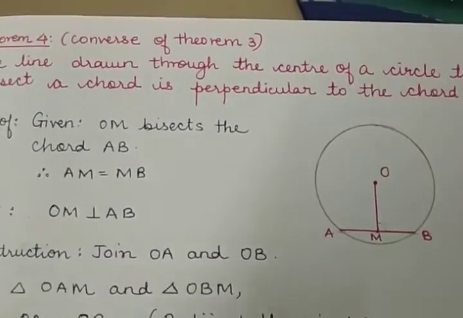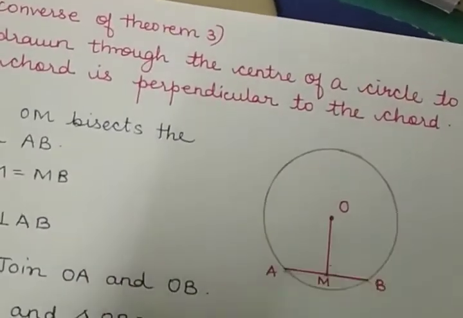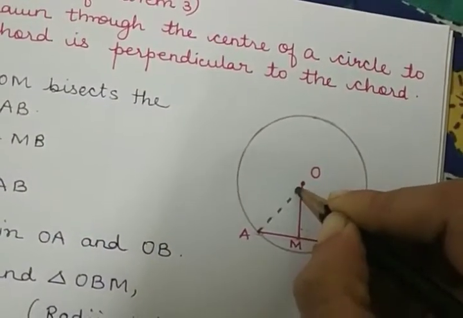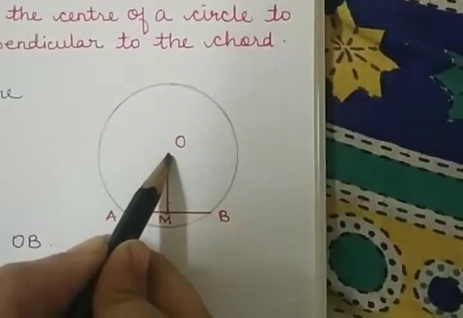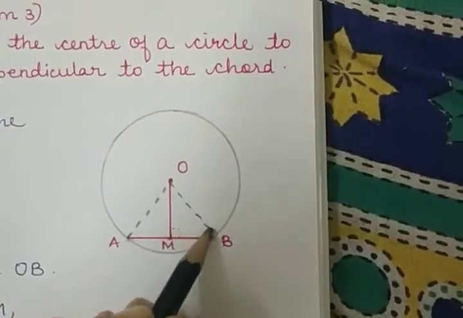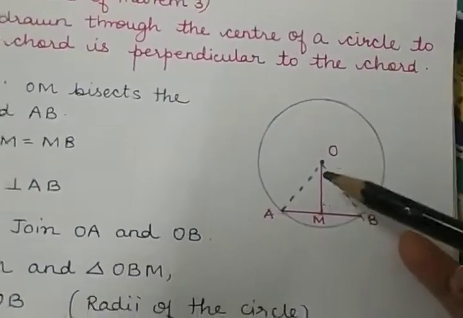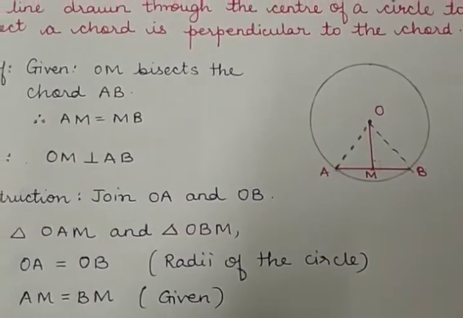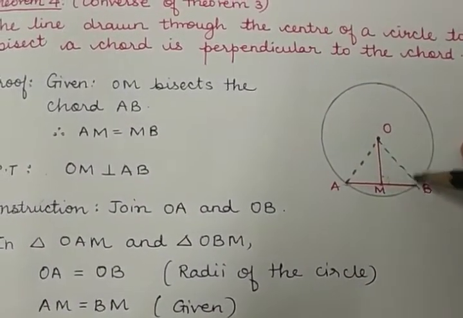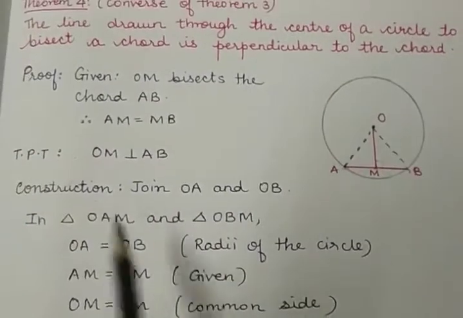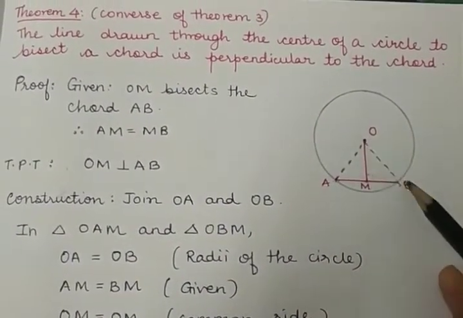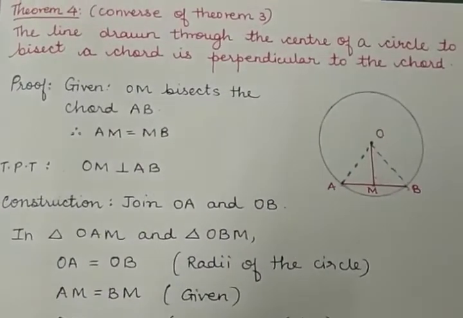Again, like in the previous case, we will do a construction. I want two triangles, so I will join O and A, and also I will join O and B. So construction is join OA and OB. So I have joined OA and OB. So let us take the two triangles, triangle OAM and triangle OMB or OBM.